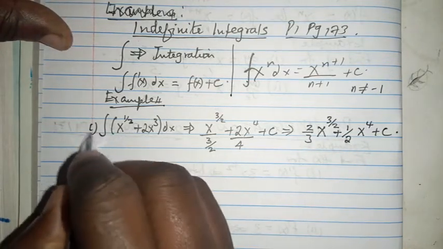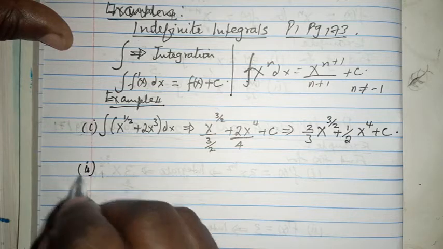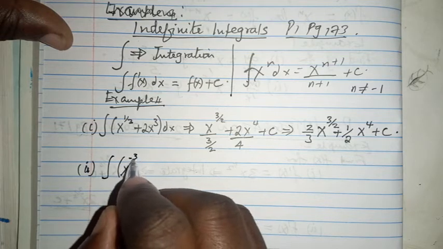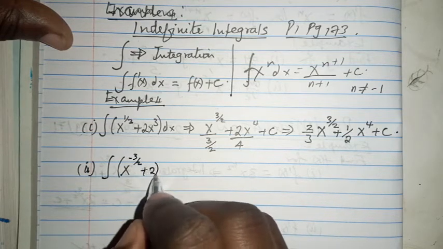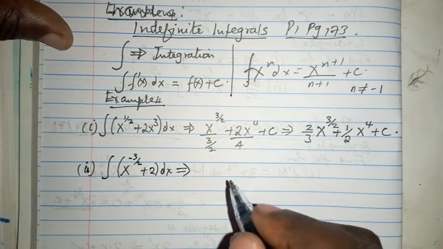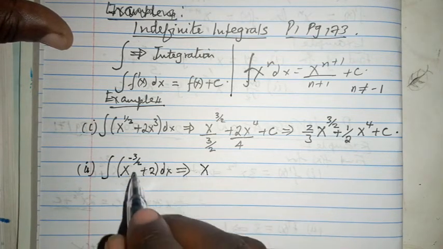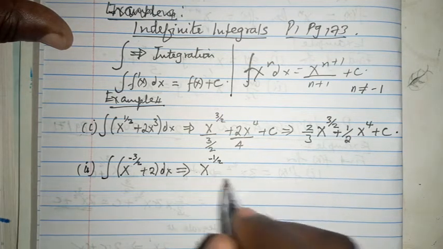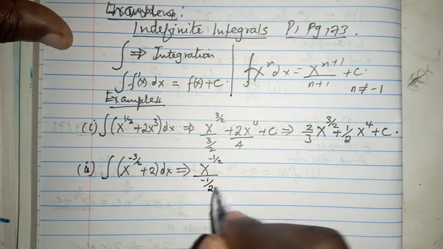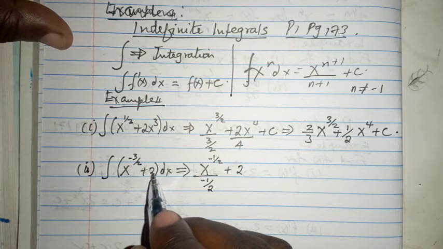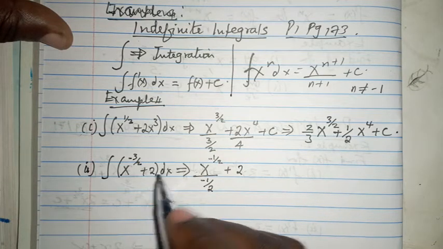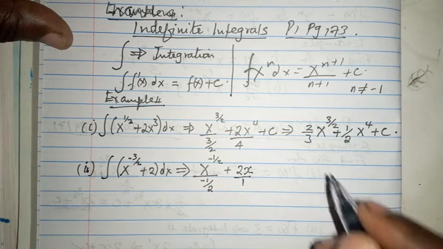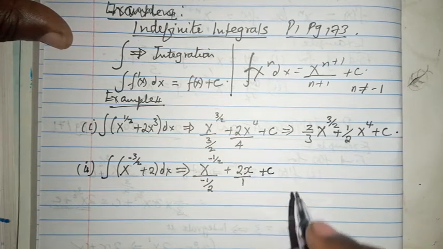If this is part 1, we could have part 2 here, which is talking of integrate x raised to power minus 3 over 2 plus 2 with respect to x. And it goes without saying, this is going to be x raised to power minus 1.5 plus 1, which is minus a half, over minus a half, plus 2. x was raised to power 0 here, so the power increases by 1, x raised to power 1, of course, over 1. Let me just put it there for the sake of understanding, plus the constant.